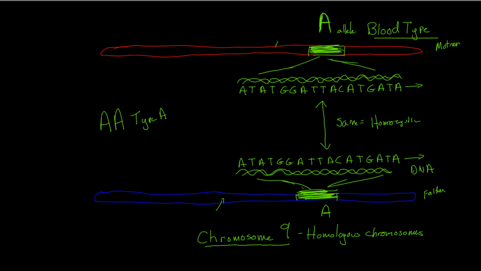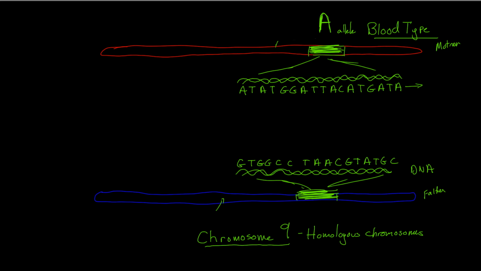So when we talk about homozygotic, all we're saying is that on the same locus, which is the position, on a pair of homologous chromosomes, if the DNA is the same and the allele is the same, this individual is homozygotic.